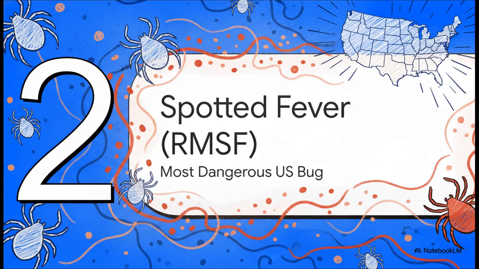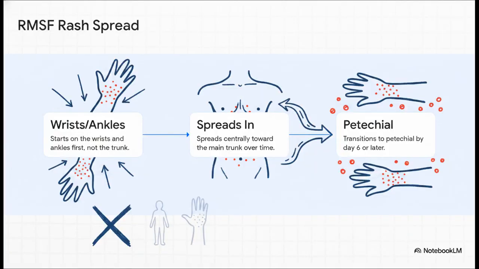Moving right along to Section 2, Rocky Mountain spotted fever. Let's talk about the most dangerous U.S. rickettsial bug. The board examiners absolutely love testing the exact progression sequence of this rash. It does not start on the trunk. Instead, it begins out on the wrists and the ankles first, and then it spreads centrally inward toward the trunk. By day 6 or later, that's when it transitions from maculopapular to petechial.